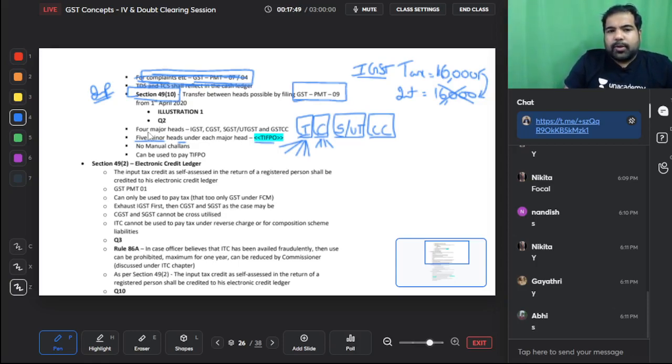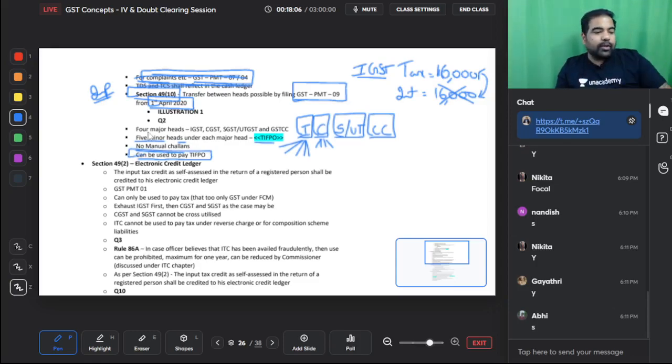So from 1st of April 2020, you can now move money around from one major head to another minor head, no problem. Anywhere you can move around here, because it's your money, you can transfer it, no problem. No manual challans, and cash ledger can be used to pay TIFPO. So it's your money, you can use it to pay whatever you want: tax, interest, fees, penalty, others.